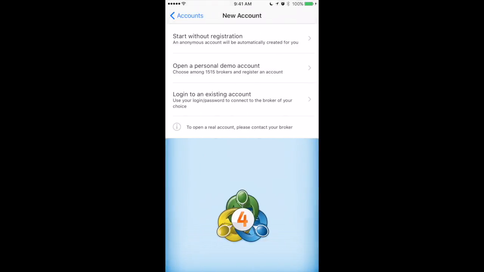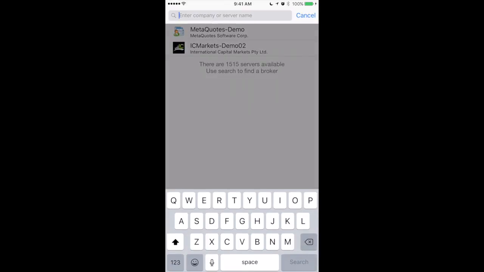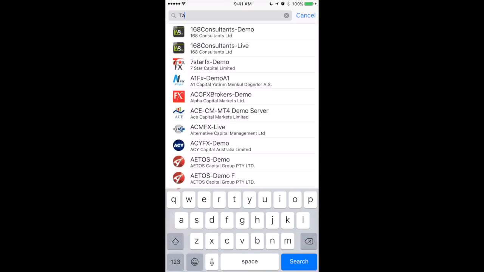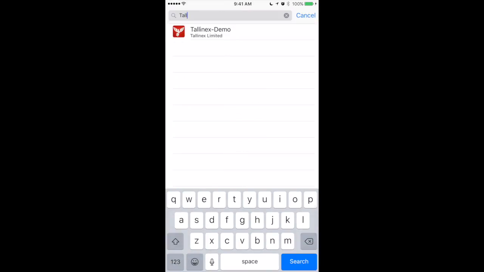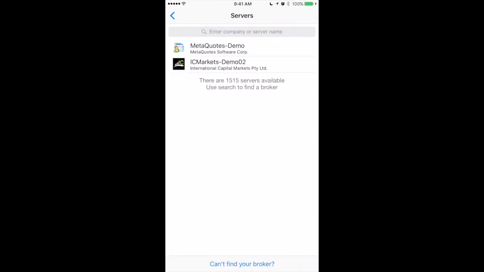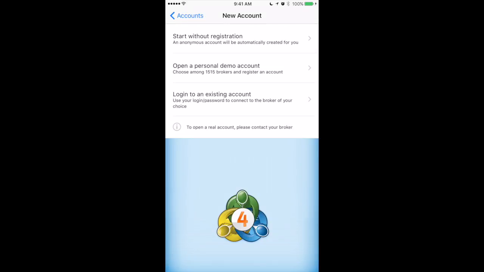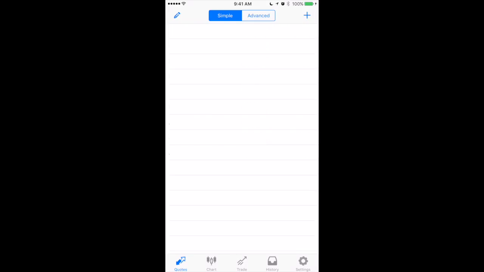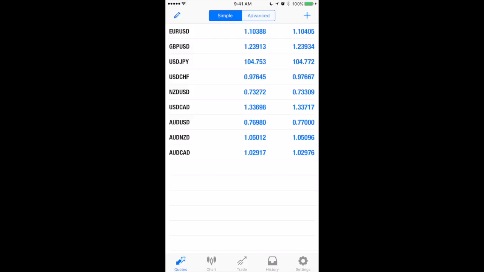+, start without registration, open a personal demo account, search for like, I don't know, Talon-X, demo. IC Markets is for anybody outside of the US. I have a residence outside the US, so I can use it. They have like zero spread on Euro USD and other things like that, so it's just a good one.